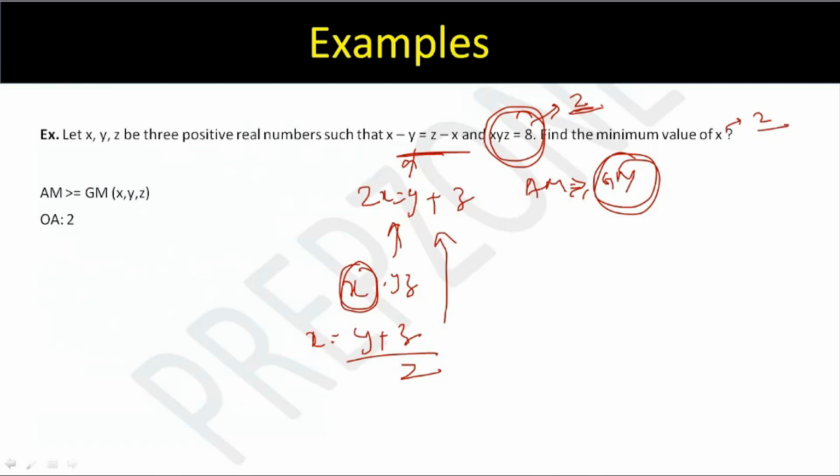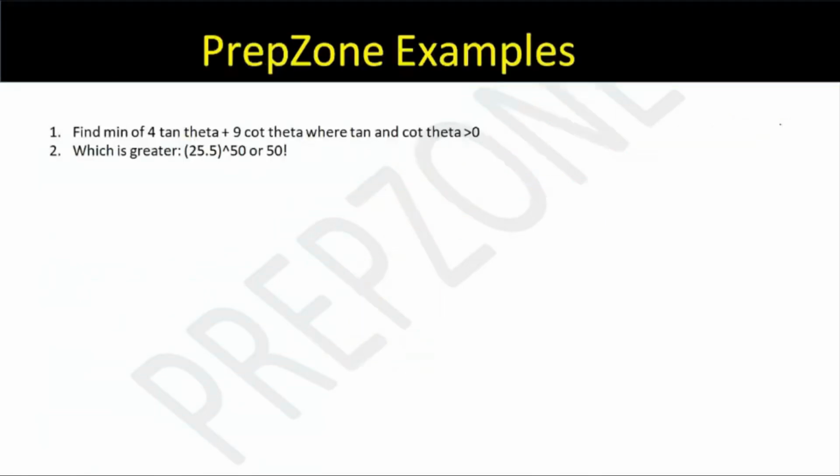I think we have solved a lot of simple questions now. Let's increase the level a little. Let's solve these 2 questions. First one is simple. Second one is the real problem. 4 tan theta plus 9 cot theta. Tan theta, cot theta are positive. First is an oral question.